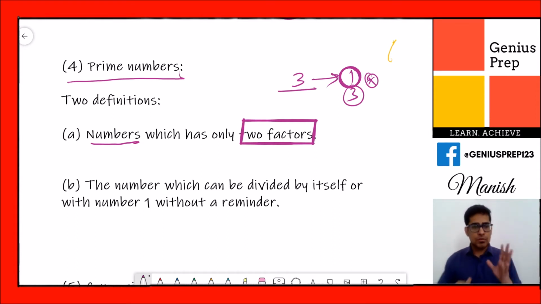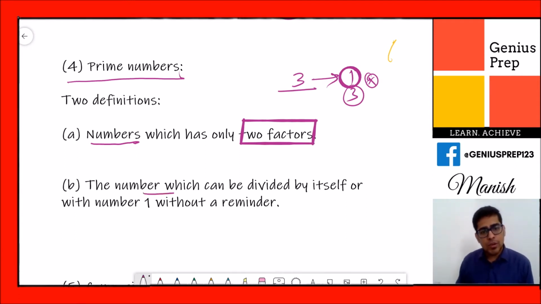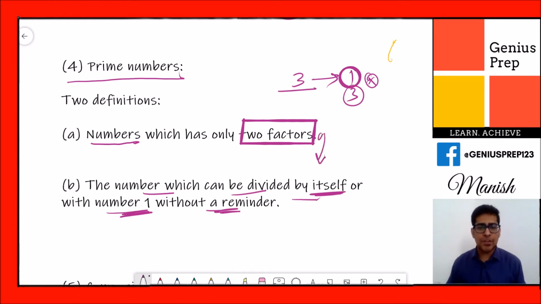If you are finding this definition hard to learn, you can go with the second definition, which is: a number which can be divided only by itself or by the number 1 without a remainder. It is the same definition, but presented in a different way.